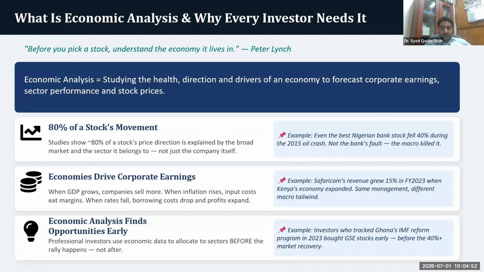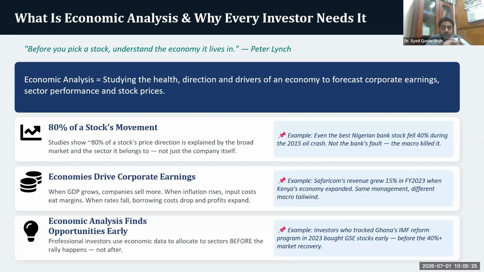Now the question is why this is so important. I will give you some information. Studies show that 80% of stock price direction is linked with different sectors, and that is linked with the overall economy. So the way the economy is moving, the stock market moves in the same direction.